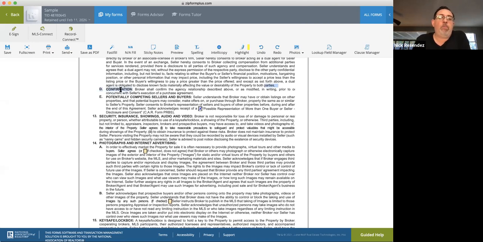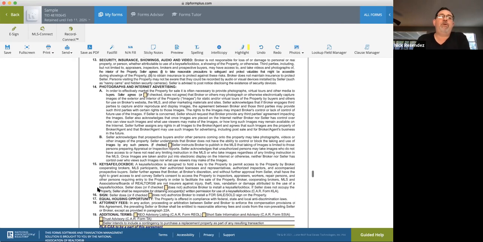Confirmation will be done in the purchase agreement. It notes here that it'll be done at a later time and that they have received the PRBS form, which is right up front. All right. Paragraphs 13 and 14, we're talking about security insurance, showings, audio and video, as you see, and then photographs and internet advertising.